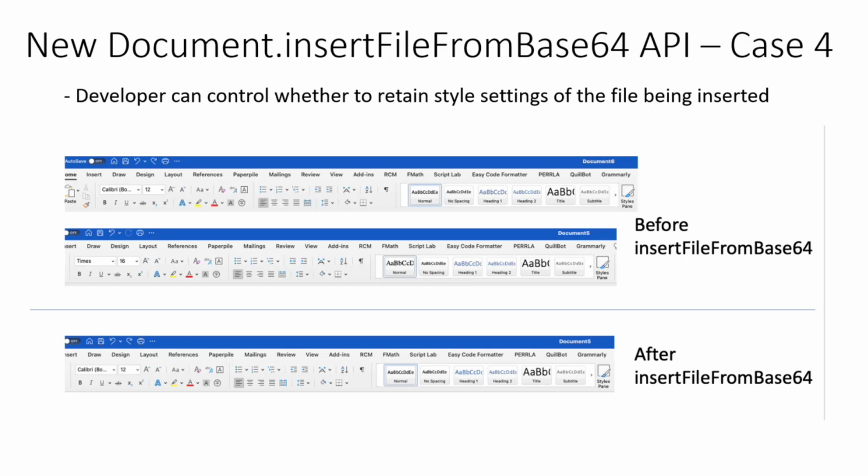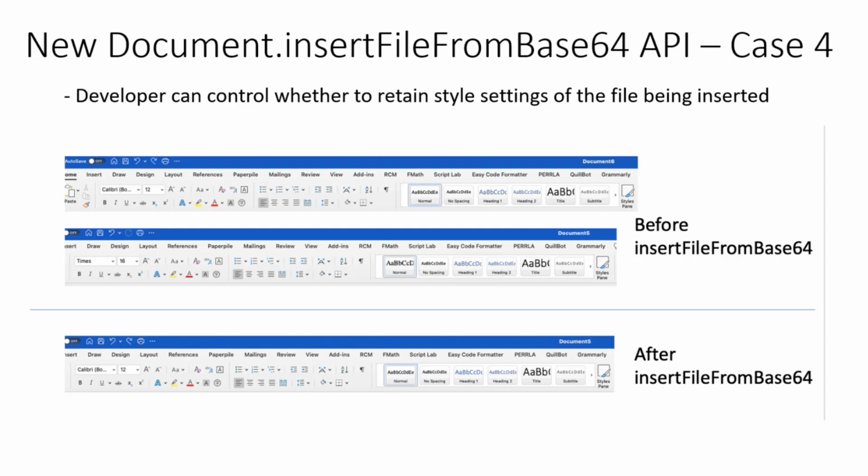Also, it is the case for the style settings. For example, in this example here, the source document has a style setting, and the target document has a different style setting. But after the insertion, the user can choose whether to keep the source document styling settings, etc. So this is the new enhancement we do for this API.